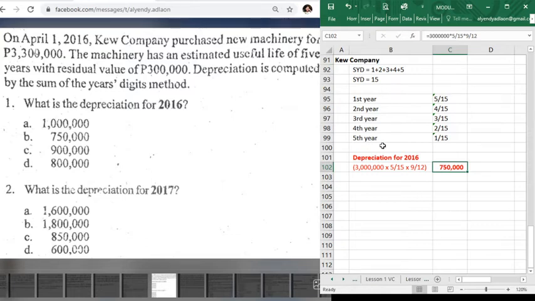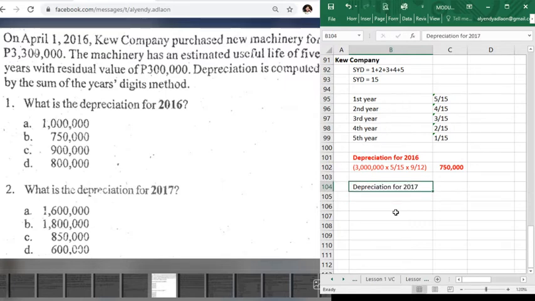Okay, so just use the fraction kung unsa nga year ang gipangutana, and then in this case, since 9 months naman po, so that's why gi-multiply na to siya og 9 over 12. Okay, so that is for question number 1. Now, next question, what is the depreciation for 2017?